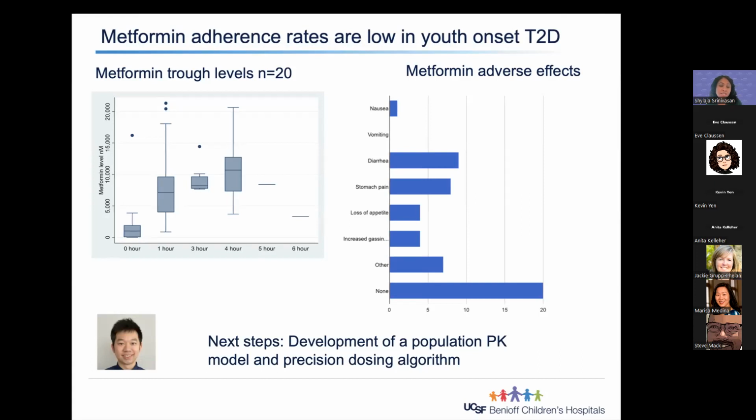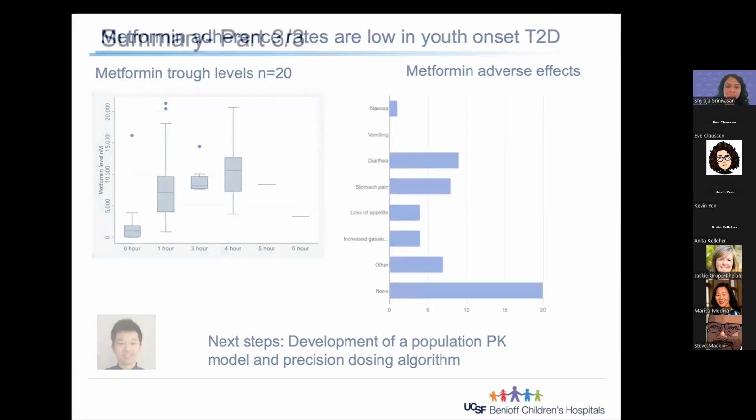Our overall assumption is that youth with diabetes may be able to tolerate higher doses of metformin compared to adults. And so we hope to test this in a pilot study in the future where we give youth with diabetes higher doses of metformin according to this precision dosing algorithm and compare it to standard care. So hopefully I will be able to provide updates on this in the future.